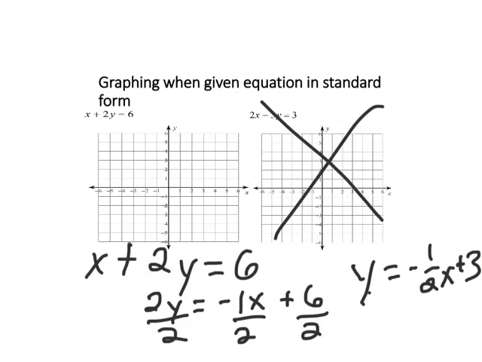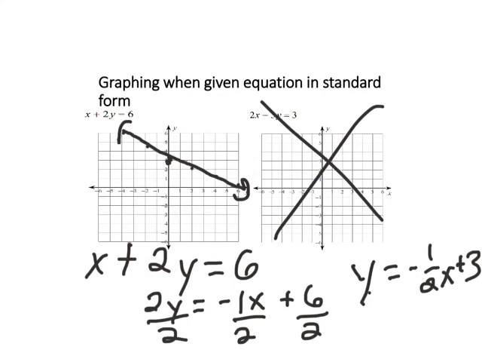So now I can graph that. I plot my y-intercept at 3. It'll be a little bit messy here graphing on the iPad, but be patient with me. And then my slope's a negative 1/2, so I go down 1 over 2, down 1 over 2, down 1 over 2. Or I could go up 1, left 2, and then I can draw my line.